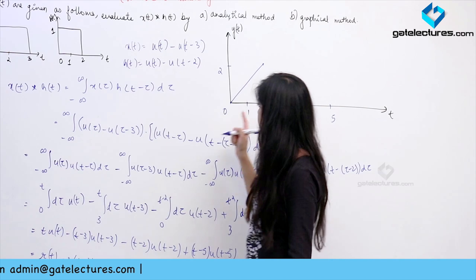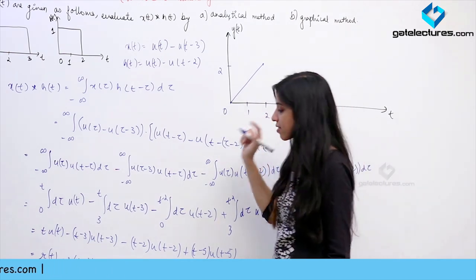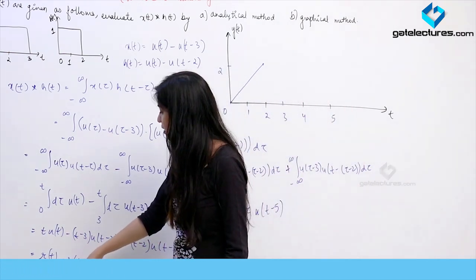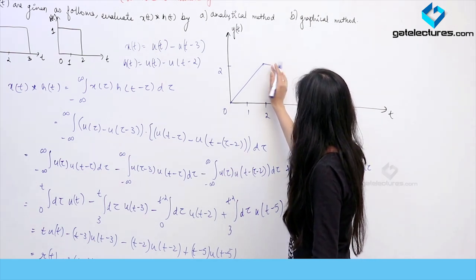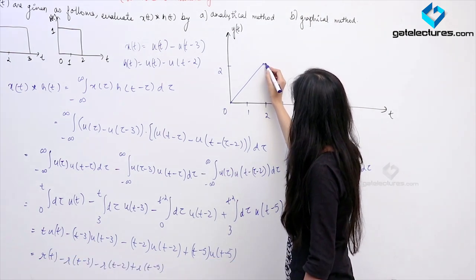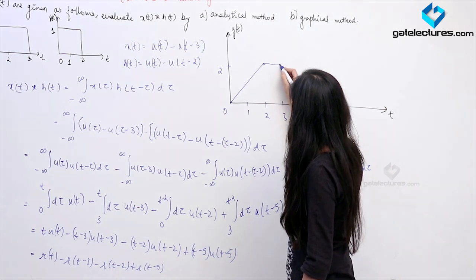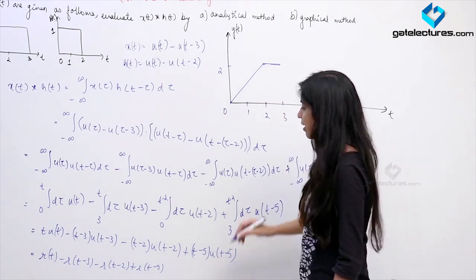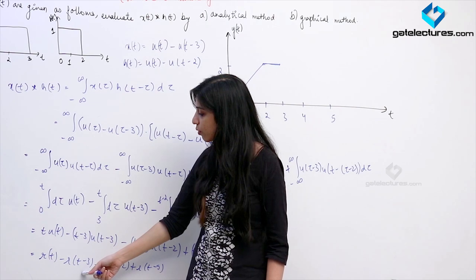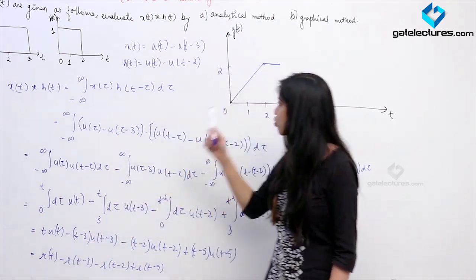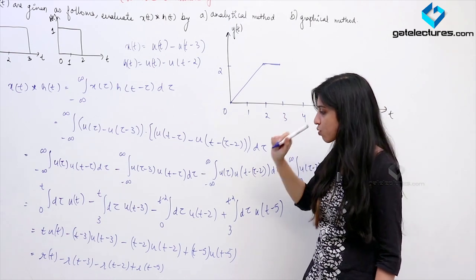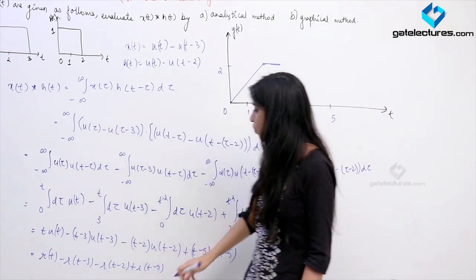Slope change of minus 1 means there is going to be a line of slope 0. A line of slope 0 is going to be parallel to the x axis till when? Till t equal to 3. So from 2 to 3 I am going to have a straight line of value 2, or slope 0. What happens at t equal to 3? Again, we are having a slope change of minus 1, which means that the net slope of this graph is going to be minus 1 till when? Till t equal to 5.